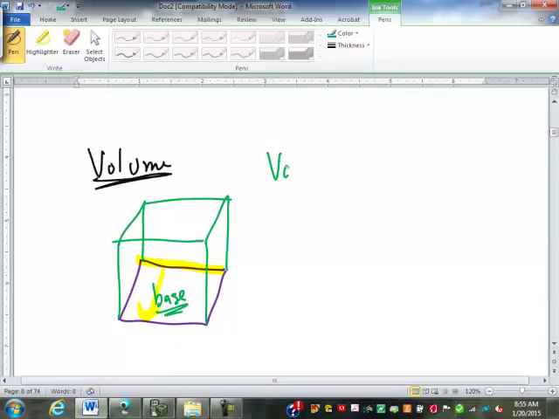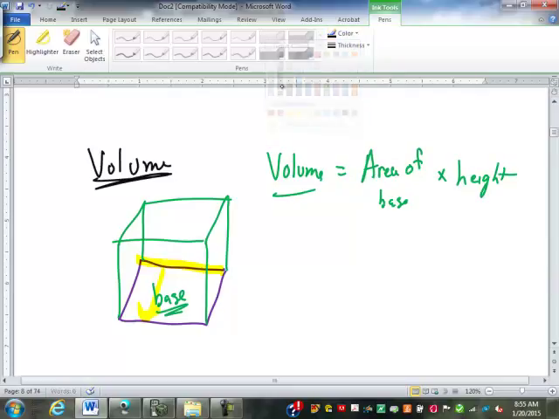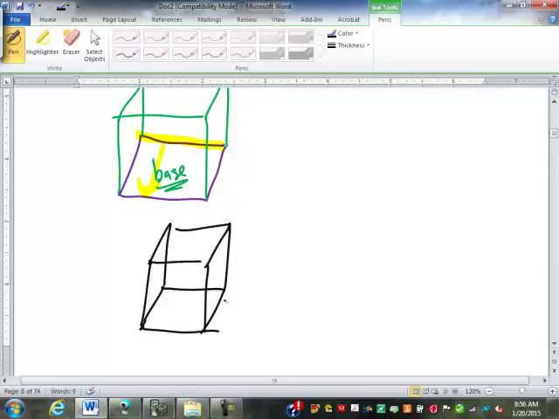The volume is equal to the area of that base times whatever distance we move it, and that distance is called the height. So if we're looking at a box like that, the bottom here we're going to call the base.